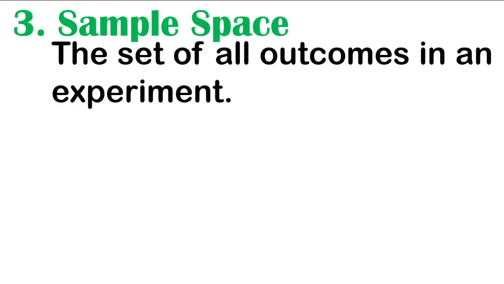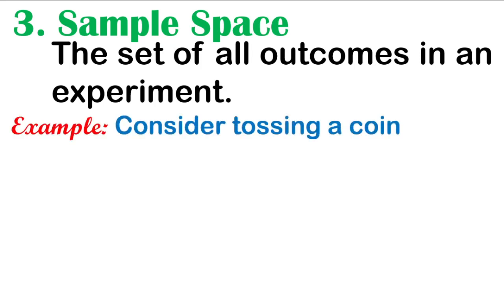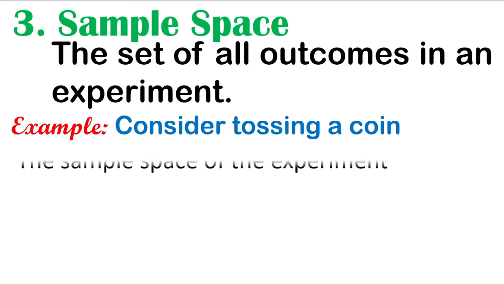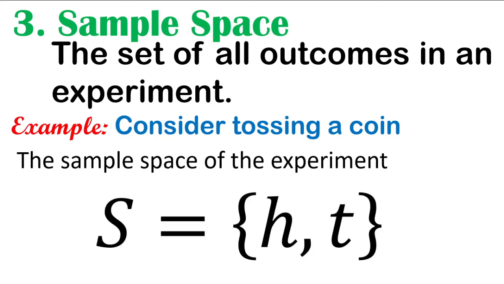Next, sample space. When we say sample space, this is the set of all outcomes in an experiment. Let's have an example. Again, consider tossing a coin. The outcomes are either a head or a tail. But when we say sample space, what are all those outcomes? The sample space of the experiment of tossing a coin is head and tail. H stands for heads and T is for tails.